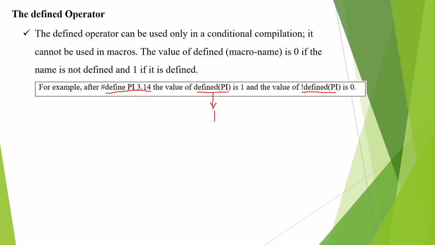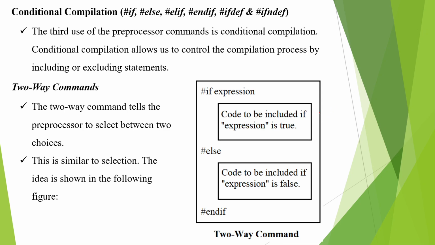What will it do? It will do exactly the opposite job. Now we are checking not defined of pi. As pi is already defined and we are checking with not defined, it will return 0. If it is not defined, it will return 1. Hope you understood. Then conditional compilation.